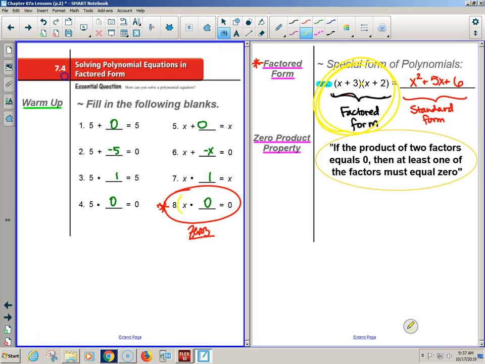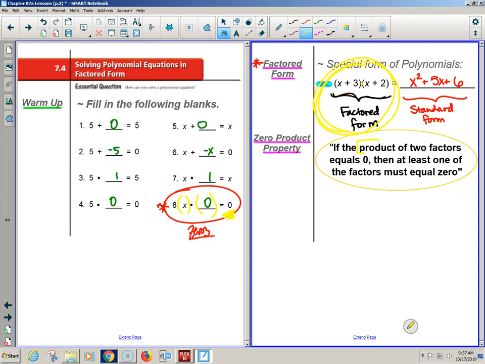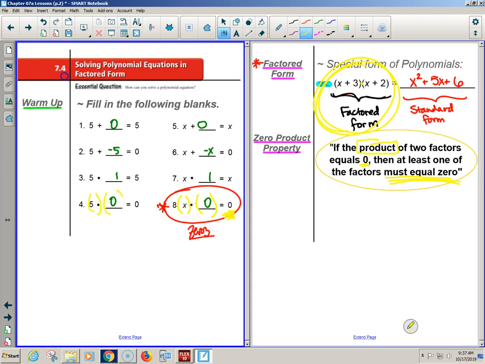If we have a factor times a factor, we know to get 0, one of them has to be 0. Check it, the zero product property. If the product, if the multiplication, remember product means multiplication, of 2 factors is 0, at least one of them must be 0. You guys knew it over here. 5 times what is 0? I had to have a 0. X times what is 0? I had to have a 0. All this says is, I have to have a 0.